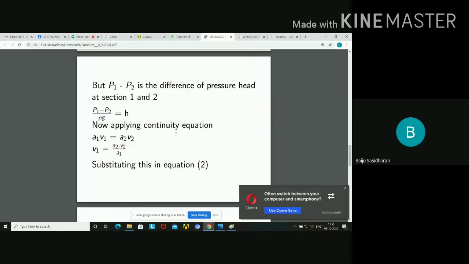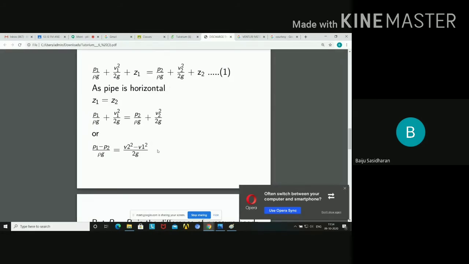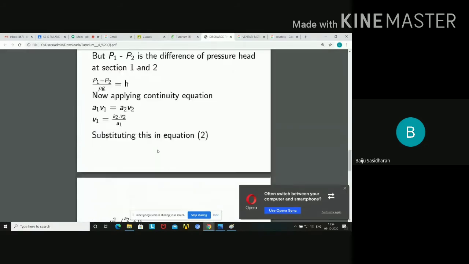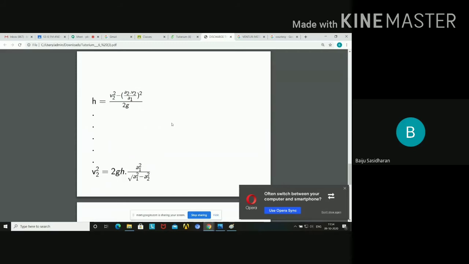Now, applying the continuity equation at both sections, that is A1 V1 is equal to A2 V2. And from this expression, you have to find an expression for V1, that is A2 V2 by A1. This will be equation 2. Substituting that in equation 1, you will get H is equal to V2 square minus (A2 V2 by A1) the whole square, divided by 2g.